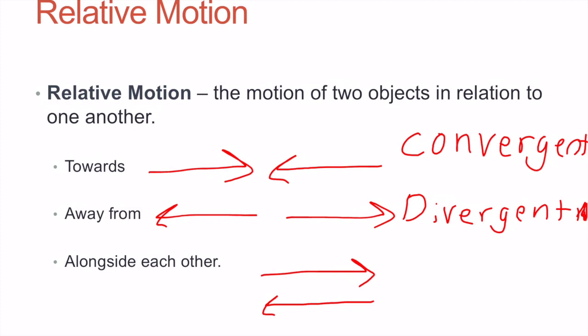Okay, we got divergent. And then alongside each other is transform. Okay, these are the 3 types of motion that we'll talk about today.